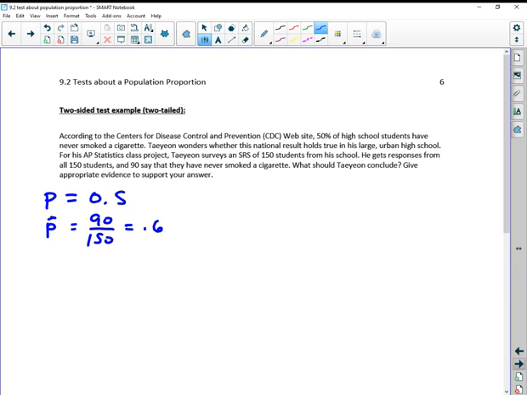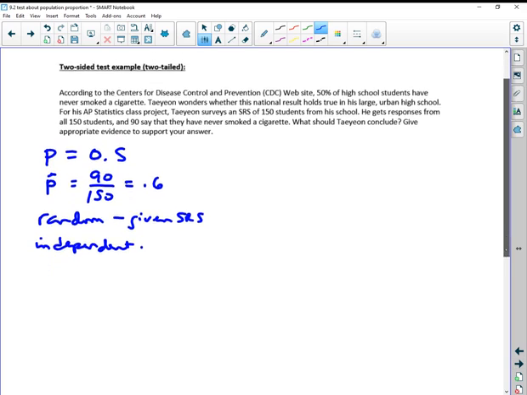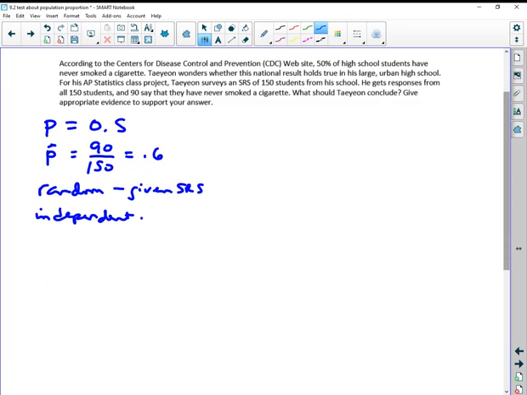So we're wondering if our school is different, higher or lower, than national. So check our randomness. It was given that it was an SRS, so that's fulfilling that. Is it independent? Unlike with the basketball shooting, in this case we have a finite number of people on the planet, so you really have to do this check. And so N equals a large urban high school, so that fulfills that condition.